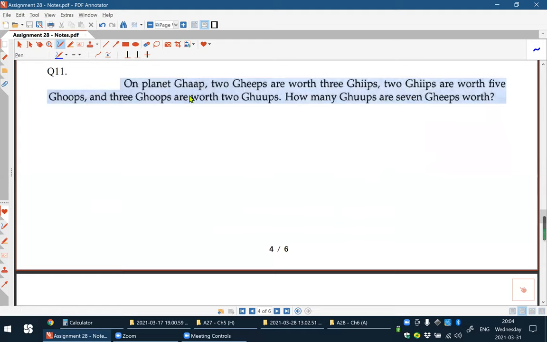On planet Gap, 2 gaps are worth 3 gibbs. 2 gibbs are worth 5 gulps, and 3 gulps are worth 2 gumps. How many gumps are 7 gibbs worth? Okay, these are all imaginary units, right? So let's convert. We need to use the conversion factors to turn 7 gibbs into gumps, right?